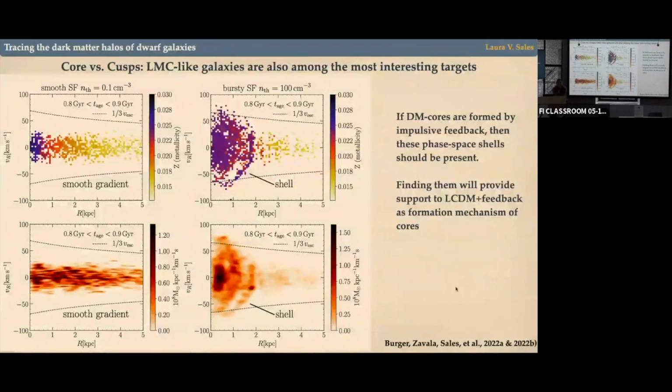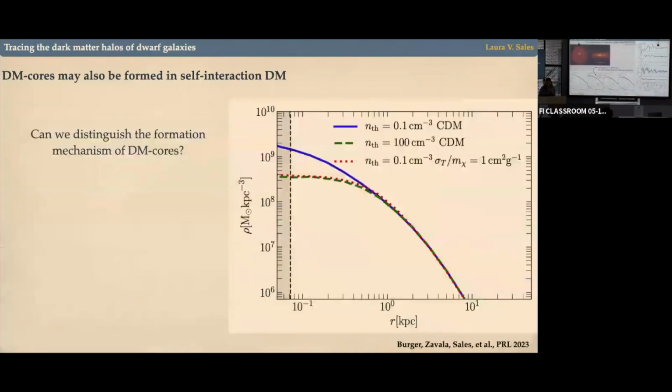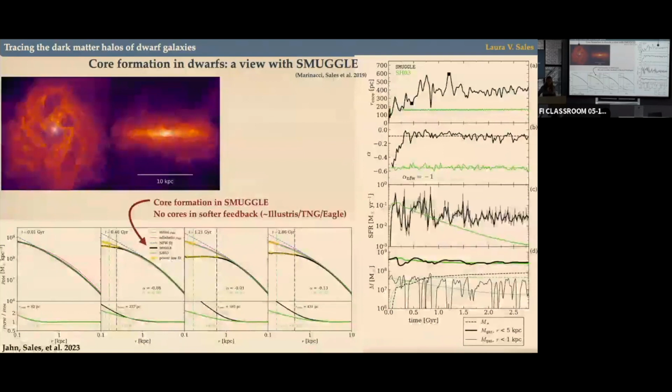No, my question was going to be a bit about something else. Okay. Which is where you said that with a model like SMUGGLE, where you resolve the multi-phase ISM, you would always get the core, yeah, exactly this. But doesn't this also depend on, especially in isolated runs, the initial conditions that you choose to some extent, the gas fraction, for example? Right.